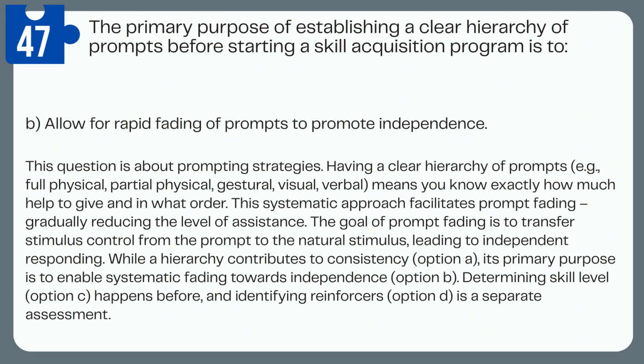This systematic approach facilitates prompt fading, gradually reducing the level of assistance. The goal of prompt fading is to transfer stimulus control from the prompt to the natural stimulus, leading to independent responding. While a hierarchy contributes to consistency, option A, its primary purpose is to enable systematic fading towards independence. Option B. Determining skill level, option C, happens before, and identifying reinforcers, option D, is a separate assessment.